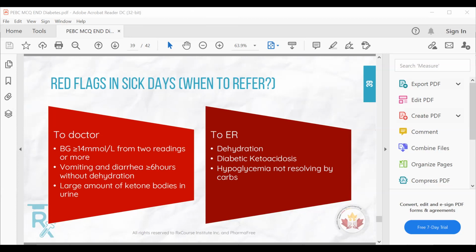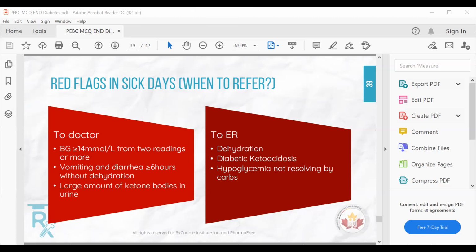If the patient developed diabetic ketoacidosis, at that point, we need to give him IV fluids. We need to get the potassium level measured in his blood. We need to give insulin IV. All these can be done at the emergency room.